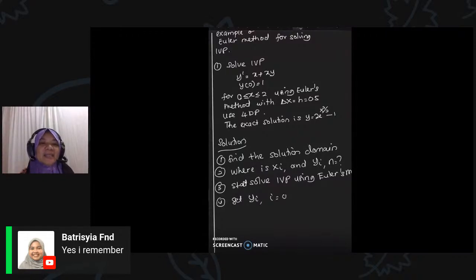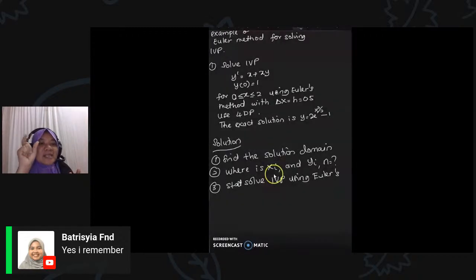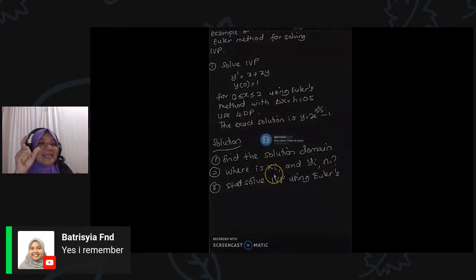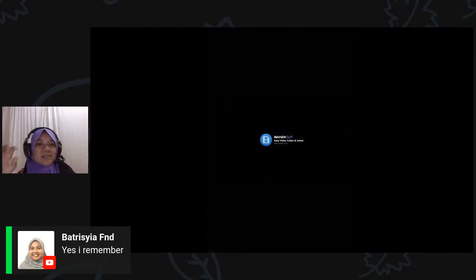Very good. And then the second is to find yi and xi. You know how to find xi by using the h. h is the size of interval, and n is the number of intervals in the solution.